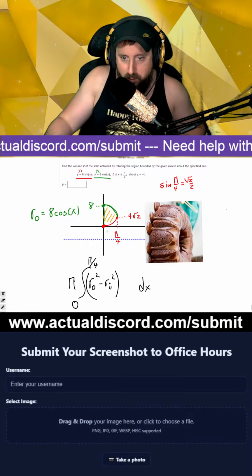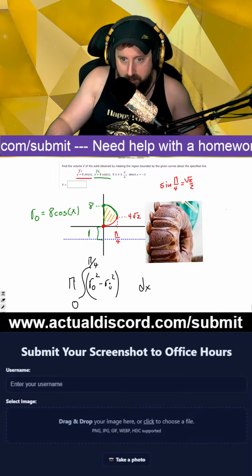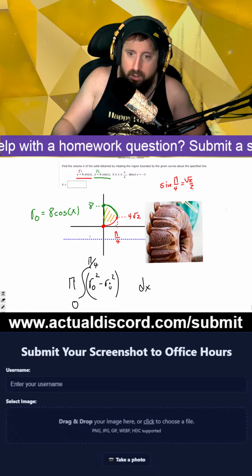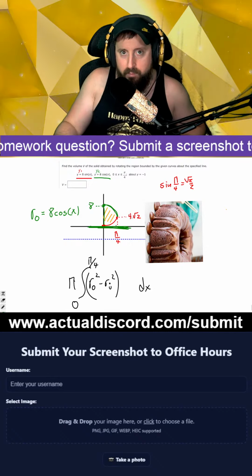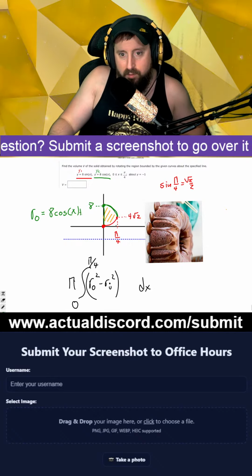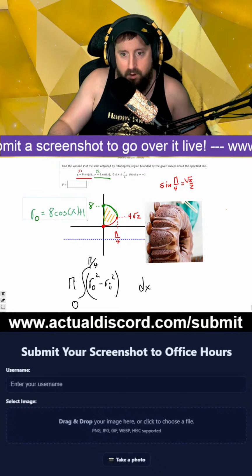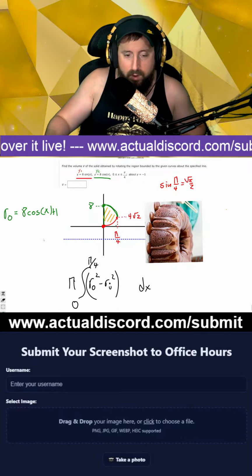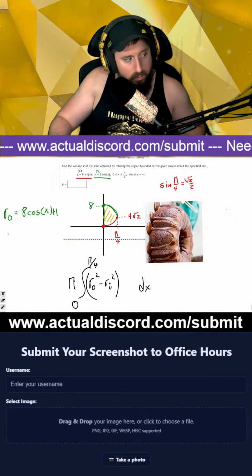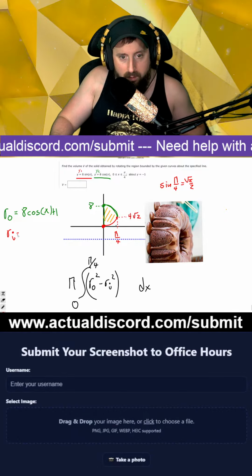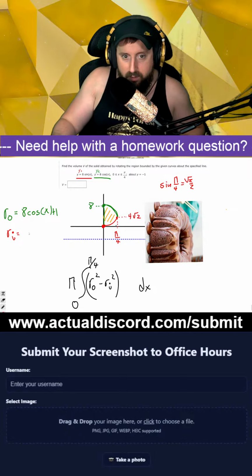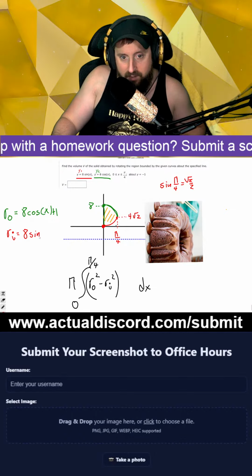But also you have to add an additional 1 because the axis of rotation is 1 below where y equals 0 gets measured from. So this is this plus 1. Okay? So that's r outer. Whereas r inner is going to be equal to the y coordinate of this one, also plus 1. So that's going to be 8 sine of x plus 1.